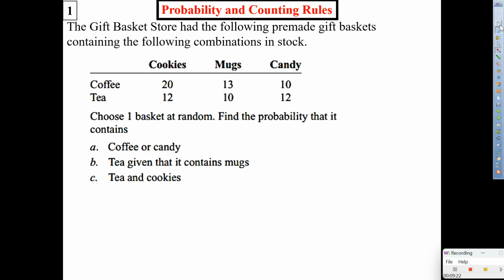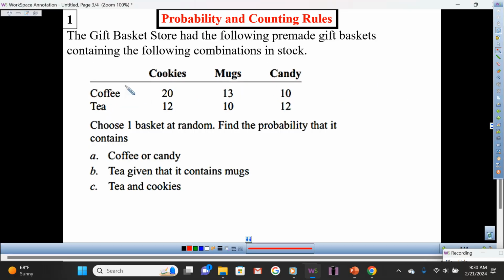All right, which brings us to this next problem. Look up to the screen. Don't copy it. Look at the table. And let's go to where it says, choose one basket at random. Find the probability that it contains A, B, and C. So, out of those three, which one is the same as the example we just did and submitted on the screen? Tell your neighbor, which one is the exact same process?